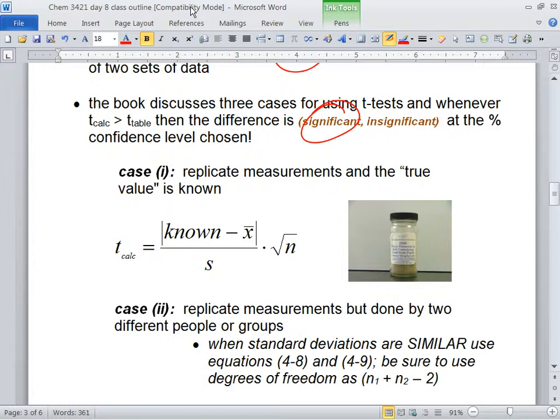Replicate measurements where the true value is known. So you do something over and over and over again, get an average, and the true value is known. Here's an example. This little bottle, I paid, I think it was $600 and blah blah dollars. Just call it $1,717. What it contains is soil from a Superfund site.